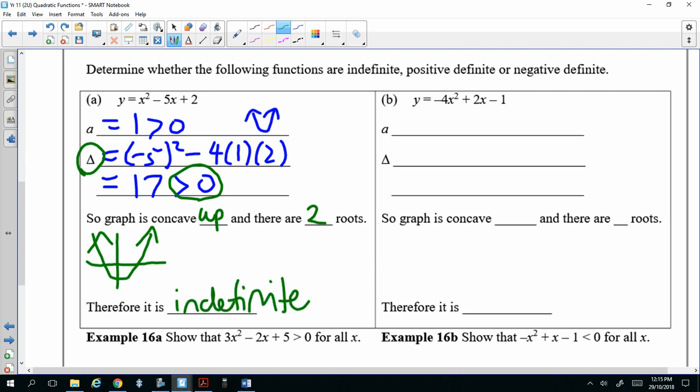How about the next one? Let's have a try. Have a try before we go through. It's very easy. So now you can tell whether a quadratic is positive or negative definite just by doing this calculation: writing down the value of A, writing down the value of the discriminant. Do that now. Right, looks like most people finished. We're going to go through it soon.